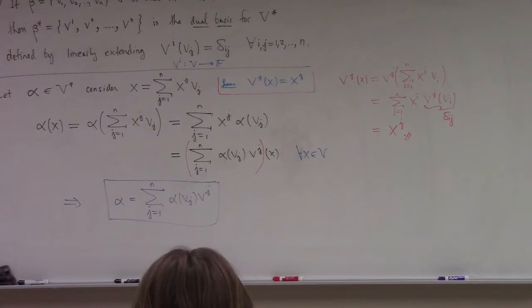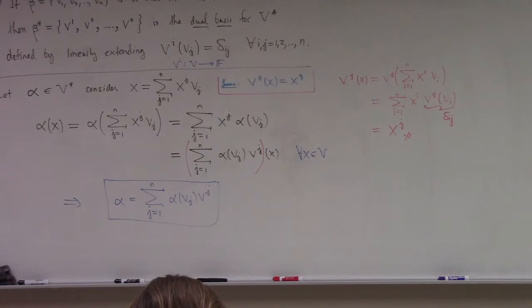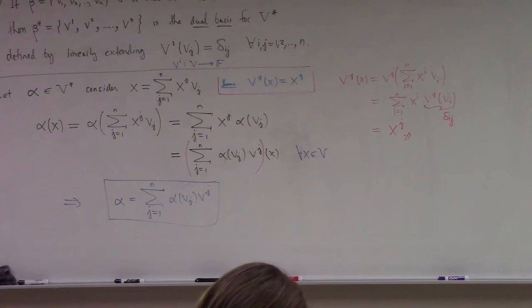That says that if you give me any dual vector, I can give it back to you in the span of the dual basis, right? In other words, the dual basis is a generating set for V dual. That's half of it. Now we need to prove linear independence, right? How do you prove linear independence of the dual basis?